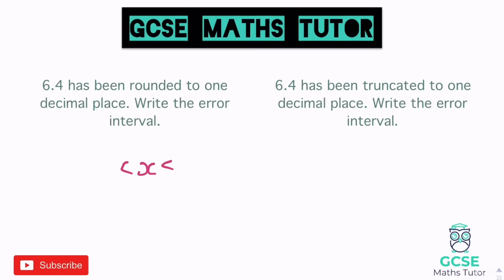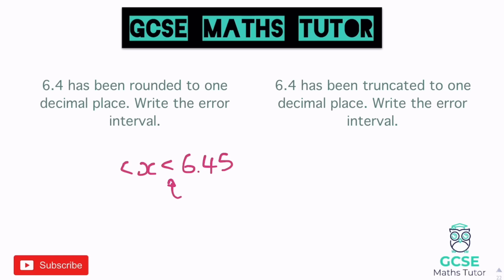Now 6.4, if it's been rounded to 1 decimal place, it couldn't have been 6.45. As soon as that 5 goes after that 4, it would have rounded up to 6.5. So we put that on the right hand side as our biggest possible number, that it couldn't have been 6.45. So it can't be equal to that number, so we leave that symbol as it is. It's got to be less than 6.45.